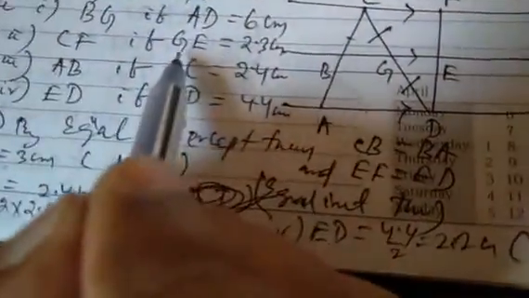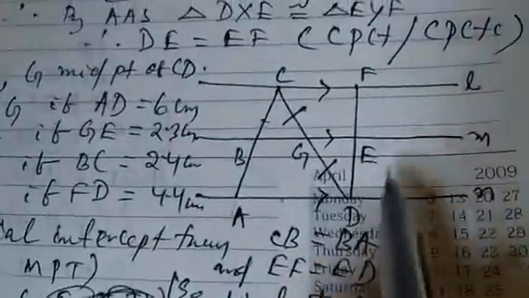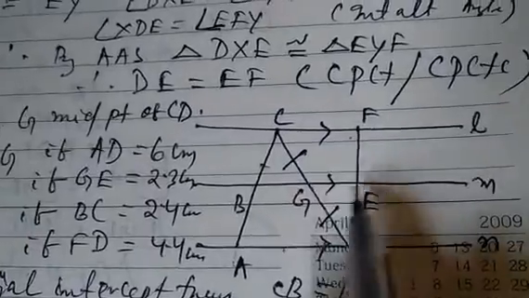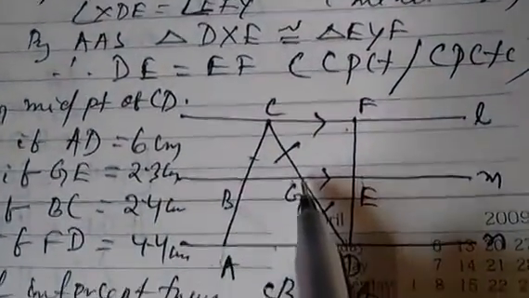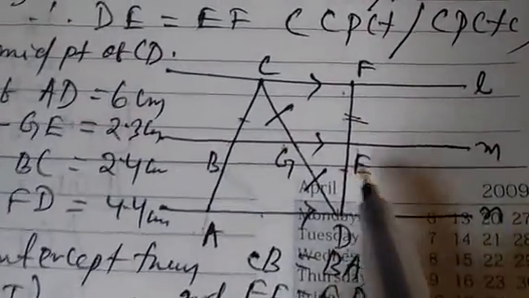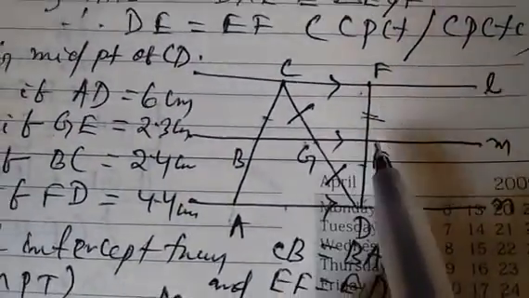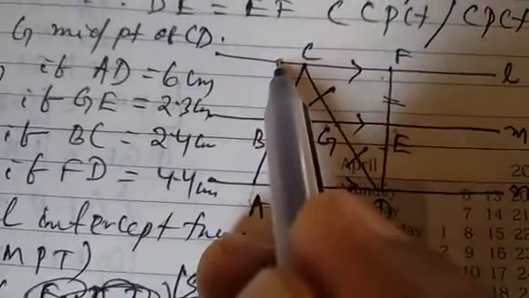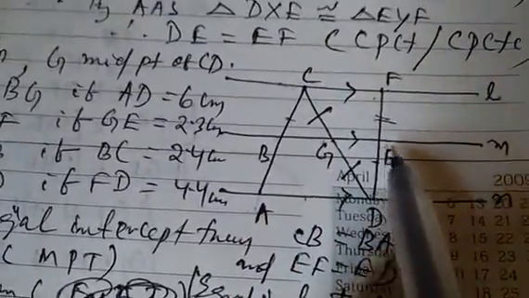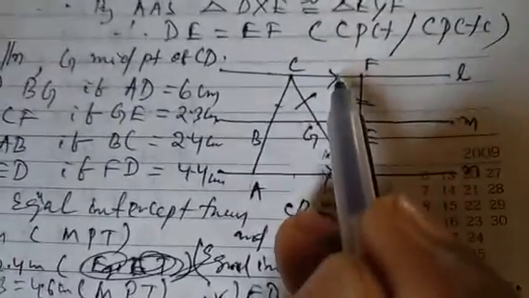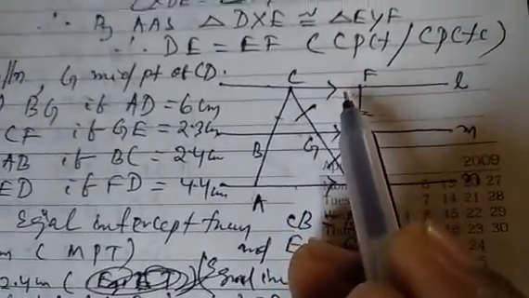Similarly, CF, GE is 2.3, CF we find out. Since GE is 2.3, this is given, the same way you can tell also. Here this is midpoint, this parallel to this. By converse midpoint theorem, you can say E is the midpoint of this. Now this is midpoint, this is midpoint. Therefore by midpoint theorem, you can say GE is half of CF. Therefore CF is equal to twice of GE. So 2 into 2.3 is 4.6.